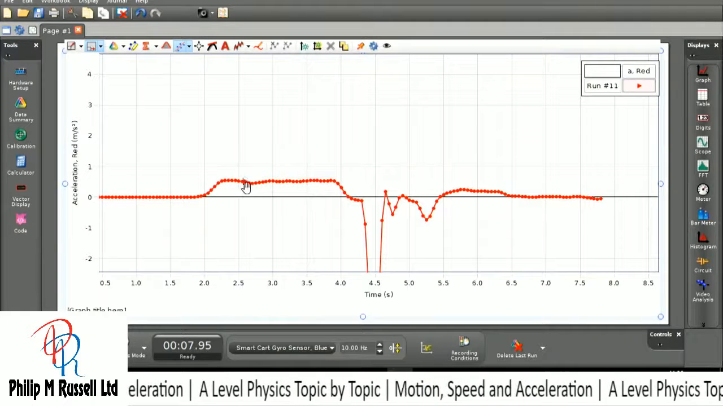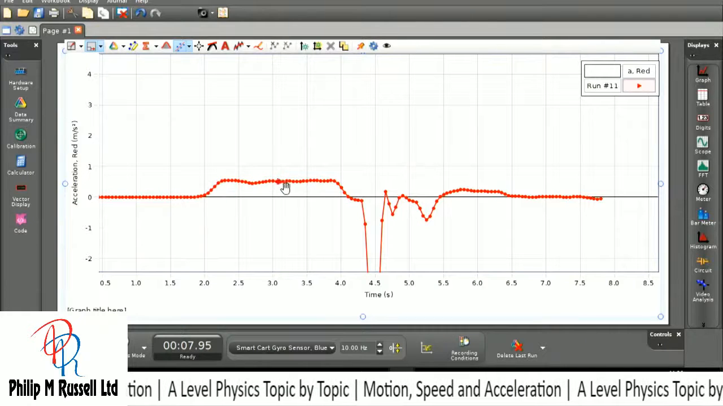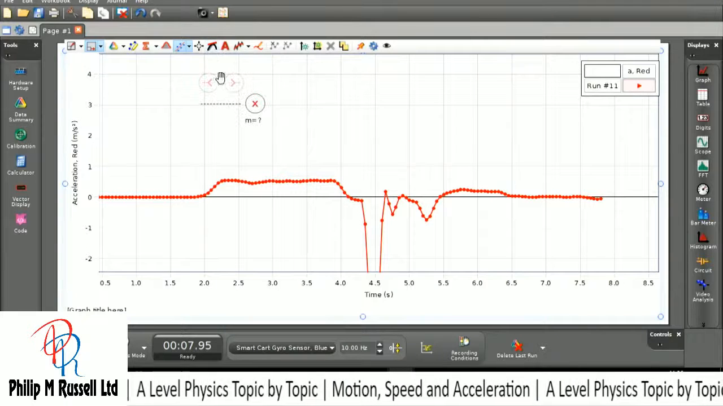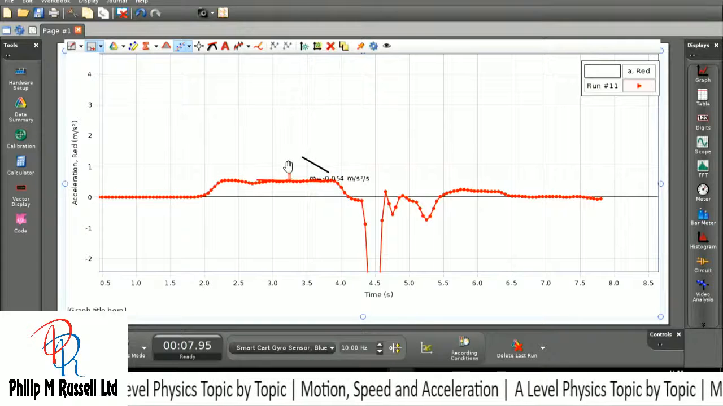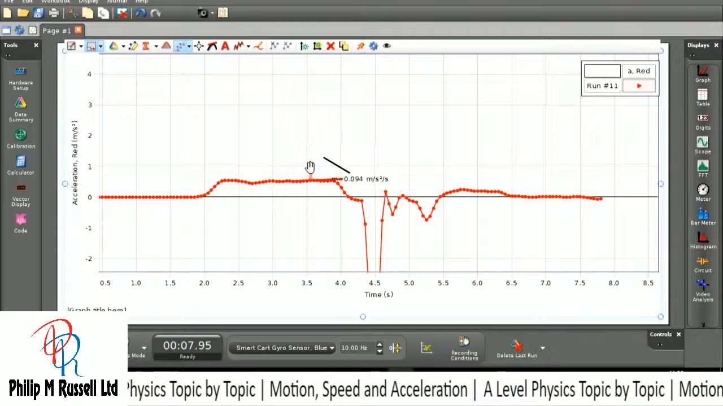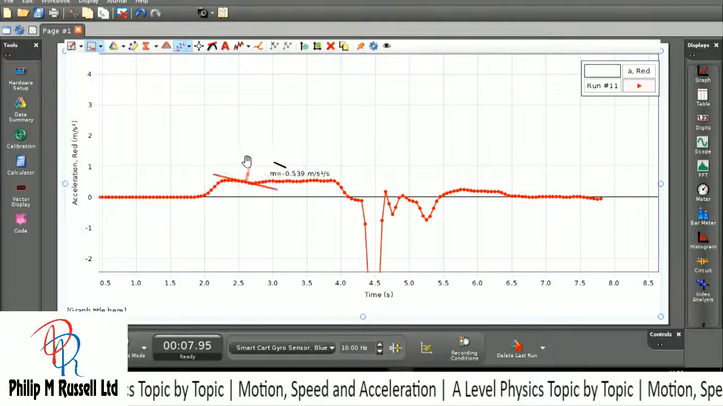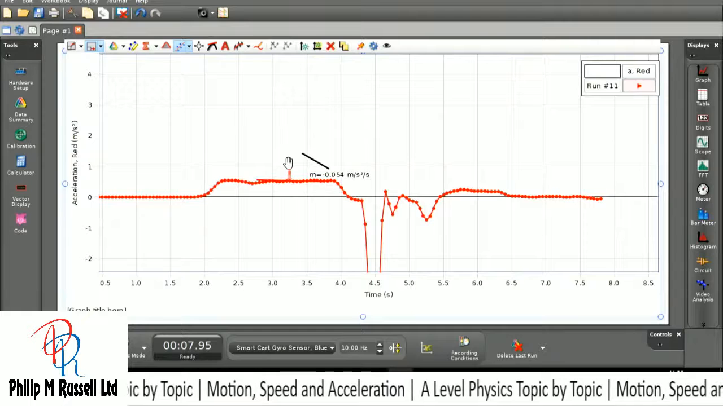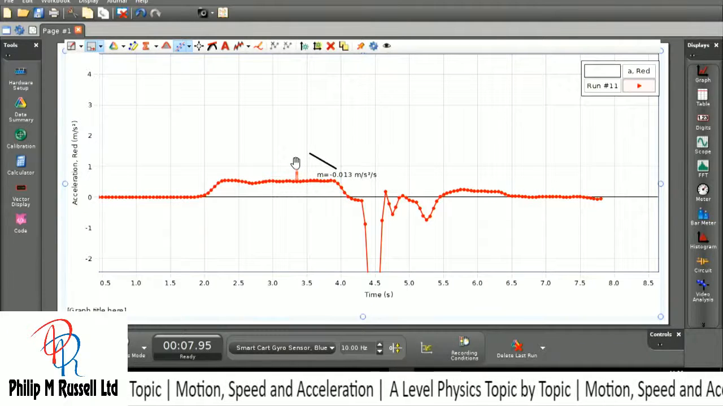So we're expecting this line to be straight as an acceleration versus time graph, but it's certainly not. We can measure what it is. I can measure my acceleration, and it's about 0.054 meters per second squared. And it's varying quite a lot as we're going along. I'm just trying to find a place where it's more or less level.